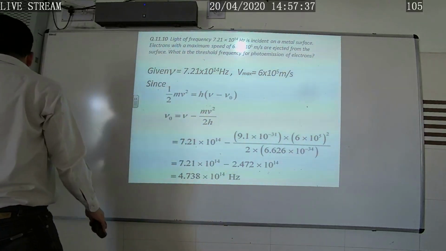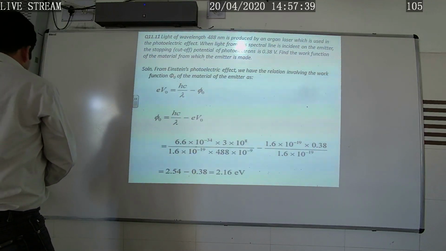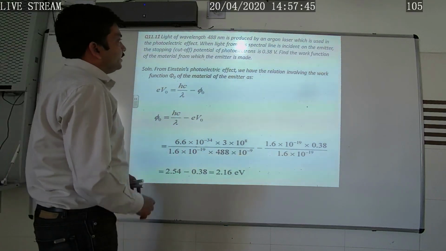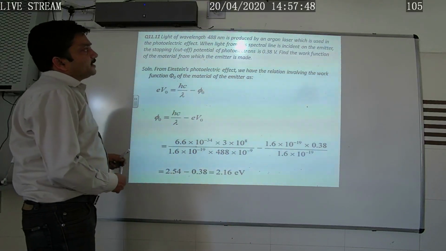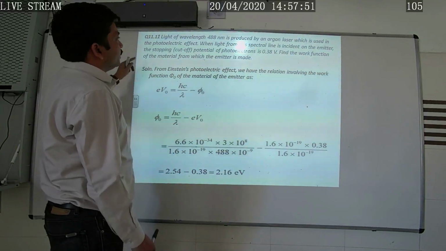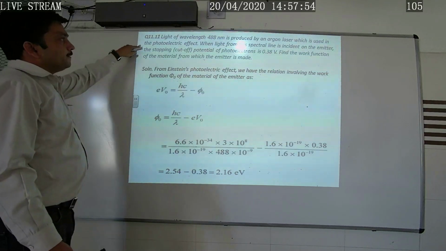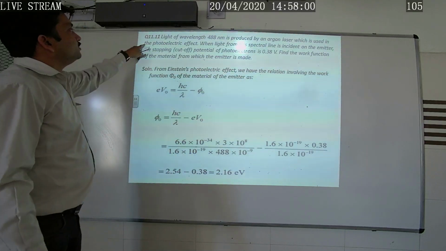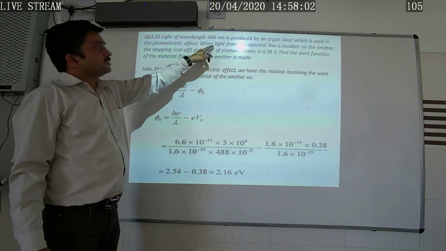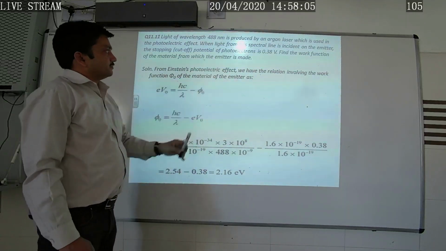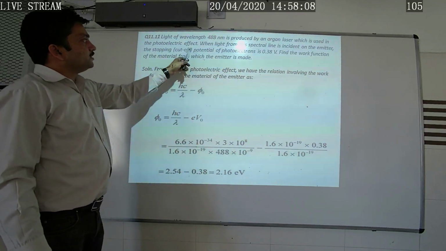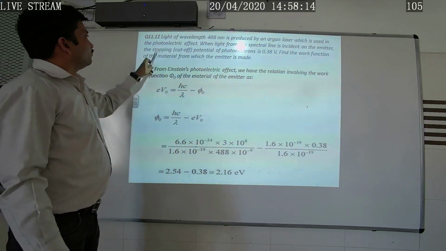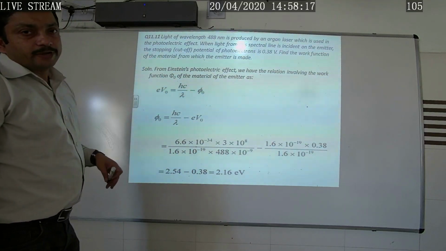The next question is saying that light of wavelength 488 nanometer is produced by an argon laser which is used in the photoelectric effect. When light from this spectral line is incident on the emitter, the stopping or cutoff potential of the photoelectron is 0.38 volt. Find the work function of the material from which the emitter is made.